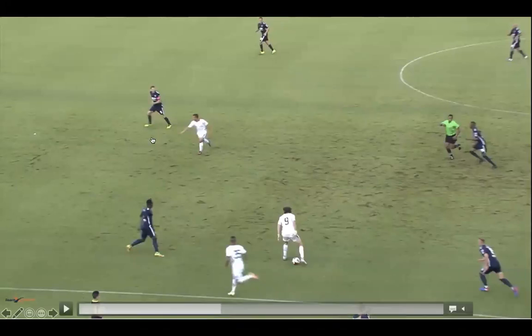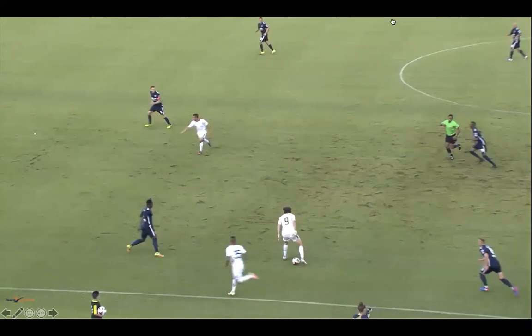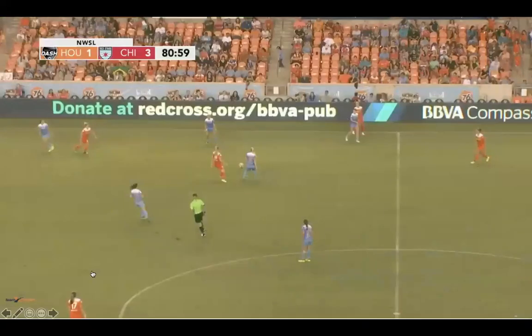Question here, can he go back and give the yellow card? Absolutely. He has played advantage here. As soon as the ball goes out of play, he can come back and award the yellow card. Another example.